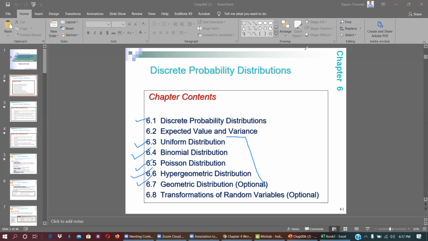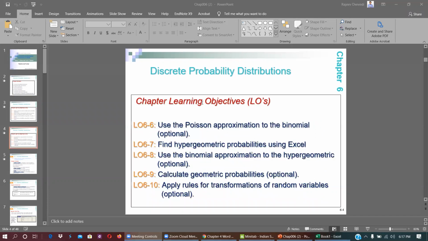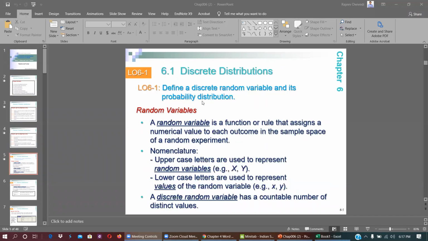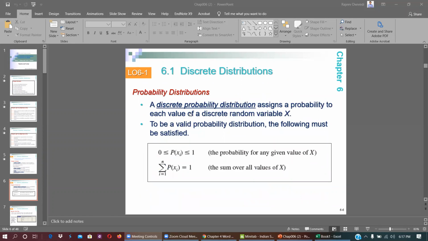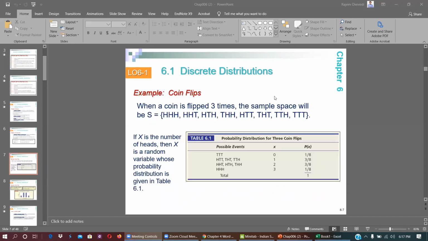So I'm just going to make it very clear. If you don't understand, because real statistics, real probability starts from here. So first things first, what is a probability distribution? Here you can see, let's say you have 3 coins, and you are tossing or flipping the 3 coins. What could be the probability?